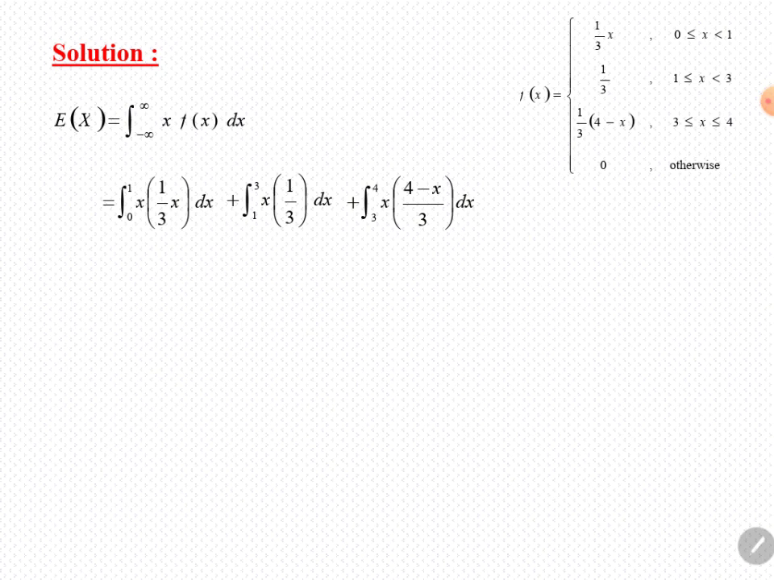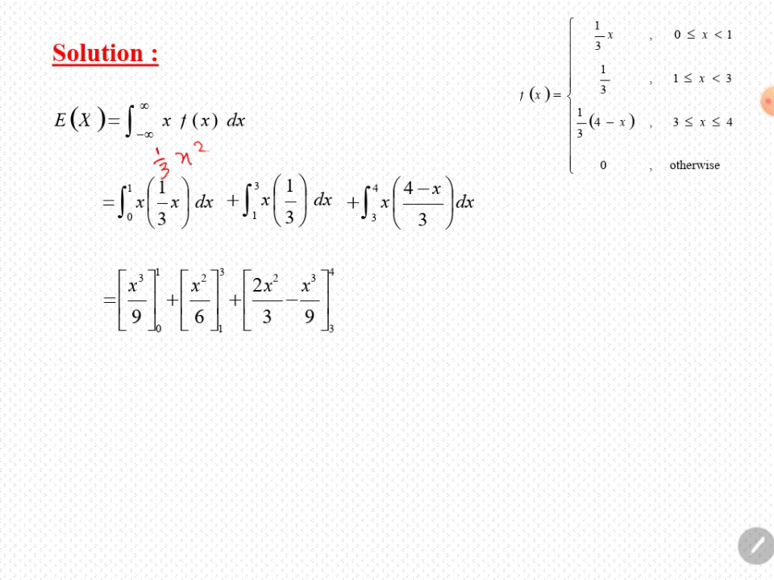Now what you need to do is to multiply first between the two, the x and the probability. So what we have on the first one is actually 1 over 3 of x squared. So 1 over 3 is just the coefficient. Then we just have to integrate x squared, so we get x cubed over 3. So 3 multiplied with 3, we get x cubed over 9. And then x multiplied by 1 over 3, 1 over 3 is just a coefficient, so we integrate x, we get x squared over 2. So 2 multiplied by 3, we get x squared over 6.